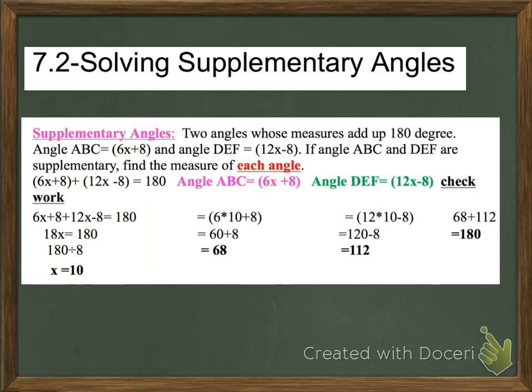If you're not sure, you can just add the numbers. 68 plus 112 will equal 180. So that measure is 180 degrees. That is a supplementary angle.